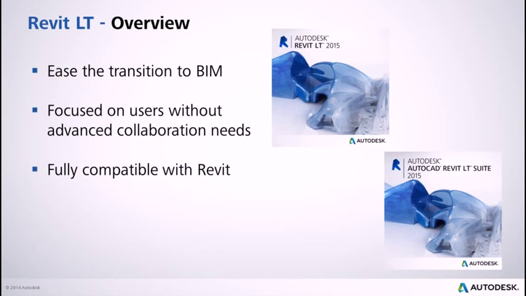For Revit LT, it's really about easing your transition to building information modeling. If you've not made the leap yet, if you haven't invested in products such as Revit, then Revit LT is a good on-ramp to do so. It's very much focused on users who don't need advanced collaboration with many different stakeholders. So for example, multiple users on one model. It's very much focused on those who may be modeling in isolation. But it is fully compatible with Revit, so you can swap Revit files between different individuals and stakeholders.